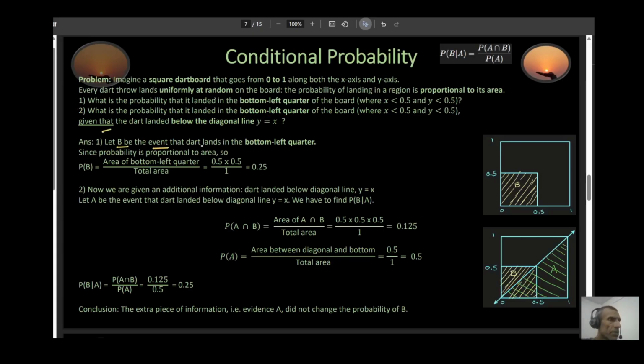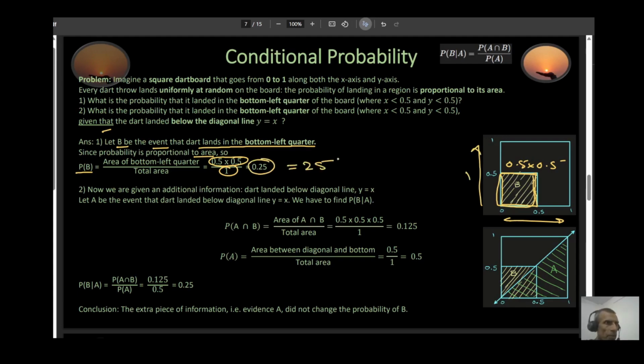Let B be the event that the dart lands in the bottom left quarter, which is right here. Now we know the probability is proportional to the area. So the probability that the dart landed in region B is equal to the area of the bottom left quarter divided by the total area. The area of this region is 0.5 multiplied by 0.5, and the total area is 1, because from here to here is 1 and from here to here is 1. So the answer comes out to be 0.25. In other words, there is a 25% chance that the dart lands in this region right here.